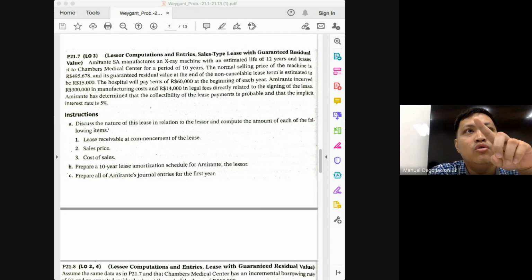Because when you accrue at the end of the year, you will be crediting interest revenue. Credit interest revenue, and the debit would be your lease liability. Okay? So it's different, class. What's your confusion, man?